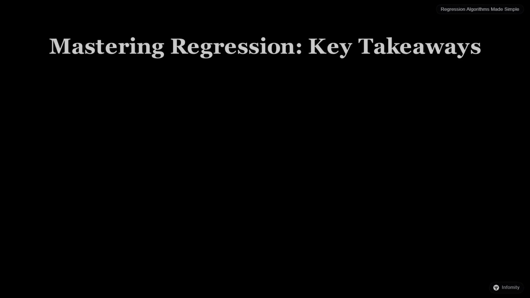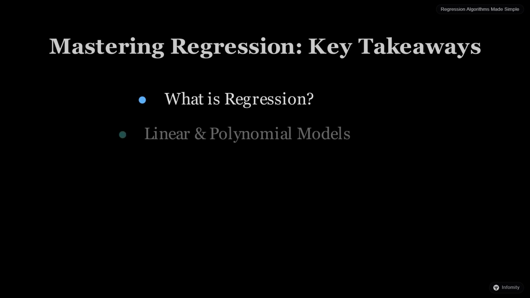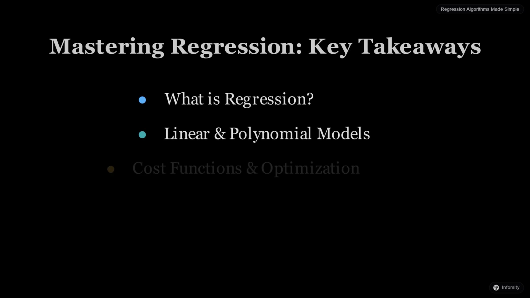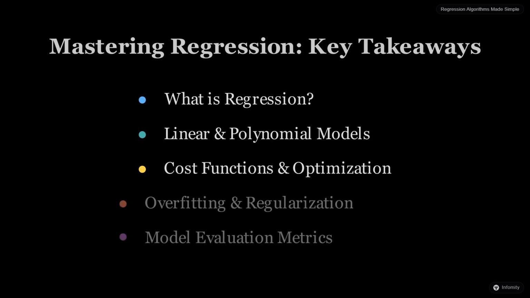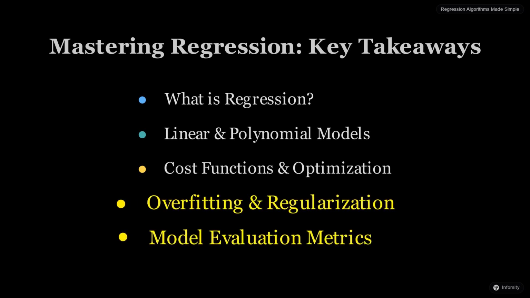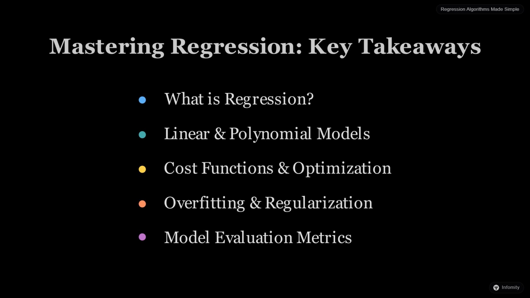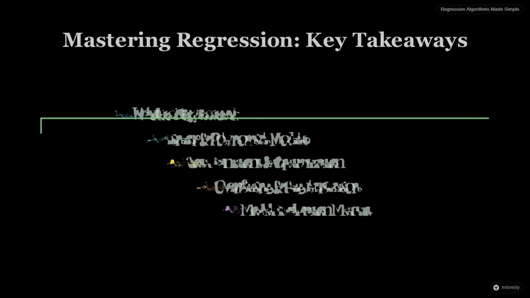We've covered a lot in our introduction to regression algorithms. We started by understanding what regression is and how it helps us find relationships in data. We then explored simple and multiple linear regression and how polynomial regression can capture curved patterns. We learned about the mean squared error cost function and how gradient descent helps us minimize it. Finally, we touched on common challenges like overfitting and solutions like regularization, along with key evaluation metrics.